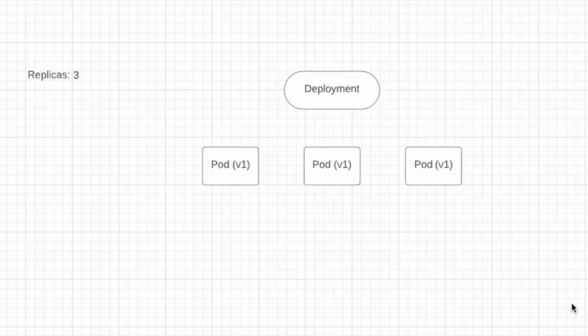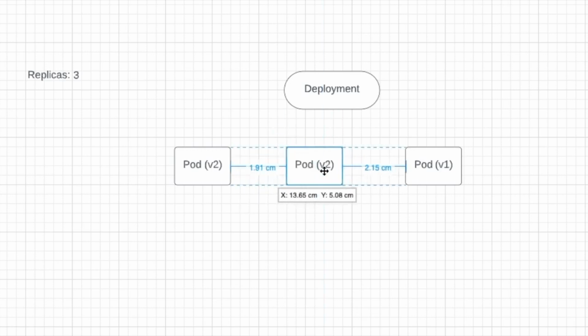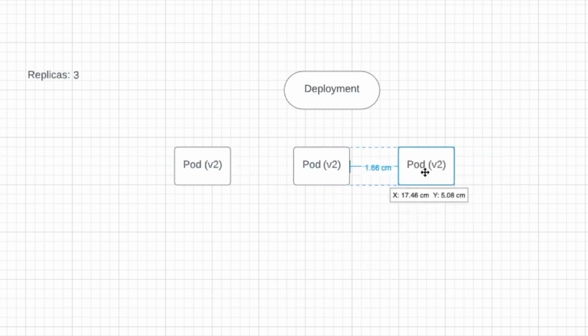Instead, it does this in a rolling fashion. It brings up a new pod using the new image, and after it ensures that it's healthy and it can serve traffic, it terminates the existing pod and replaces it with a new pod. It repeats the same process until all the pods are on the new version, or we have all the previous pods terminated and we have the desired number of replicas for the new version created.